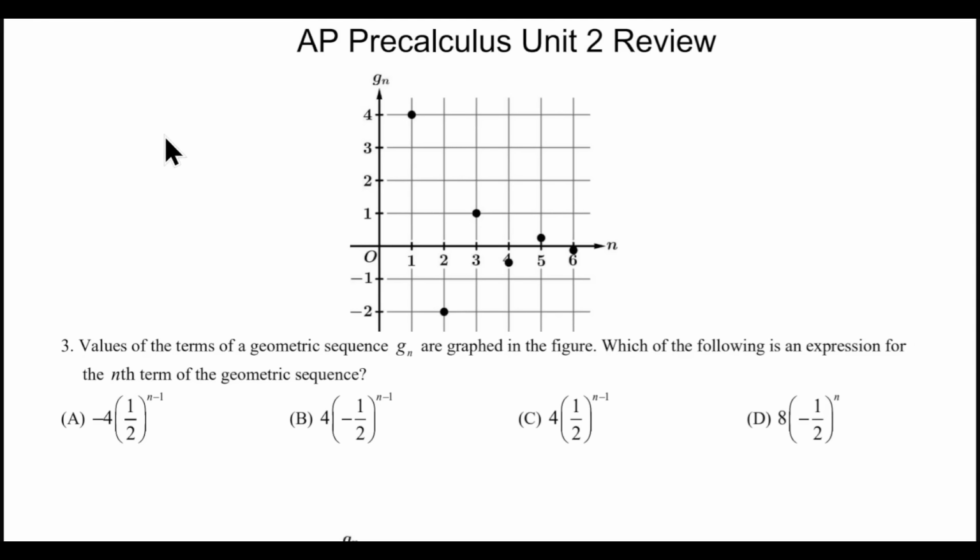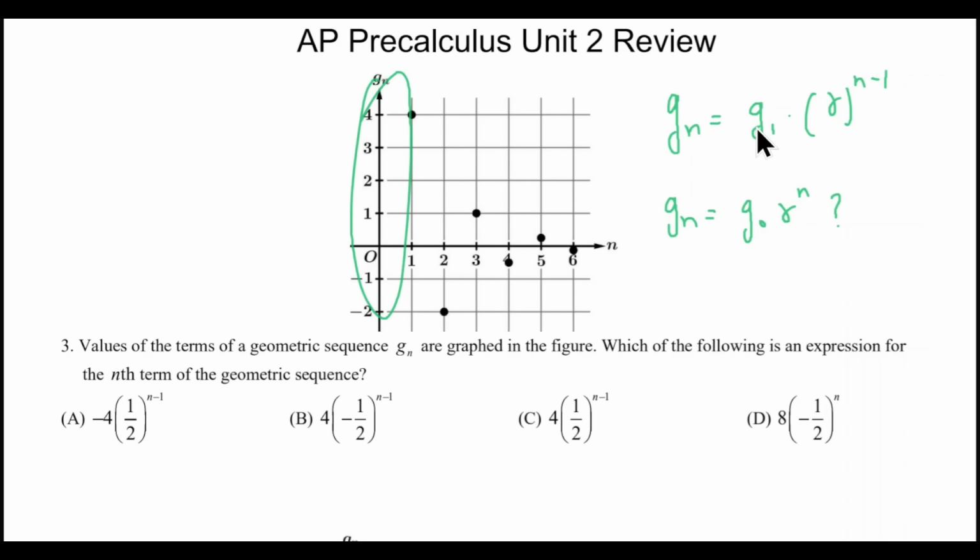All right. So we're given that the values of the terms of the geometric sequence are graphed over here. Which of the following expressions gives the nth term of the geometric sequence? We know that a geometric sequence Gn is given by G1 times R to the n minus 1, or Gn is also given by G0 R to the n. But I'm not sure if this will make sense because we are not given G0 anywhere. So let's go with the above one.